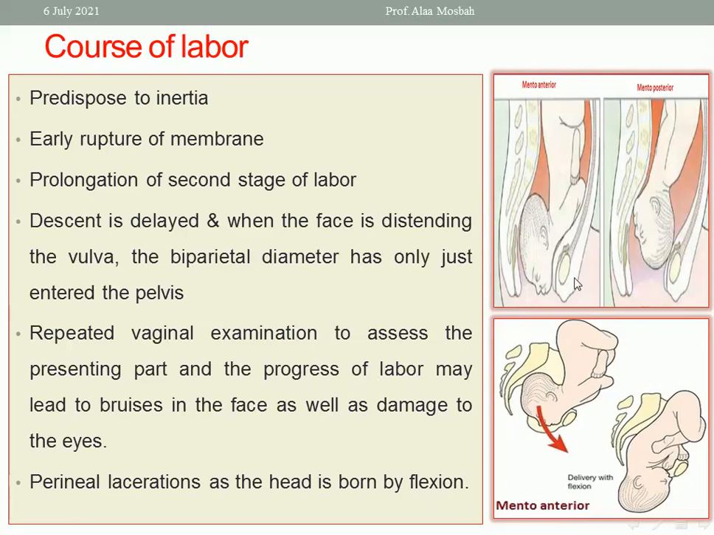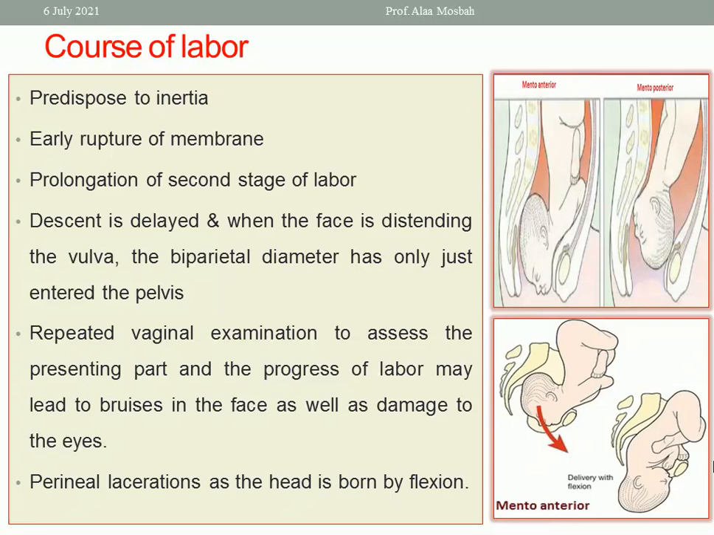What about the course of labor? We expect the presence of uterine inertia. The uterus exhausts from the strong uterine contraction, then abnormal uterine action and inertia, early rupture of membranes, prolongation of the second stage, descent is delayed, and the face is distending the vulva. The biparietal diameter has only just entered the pelvis.